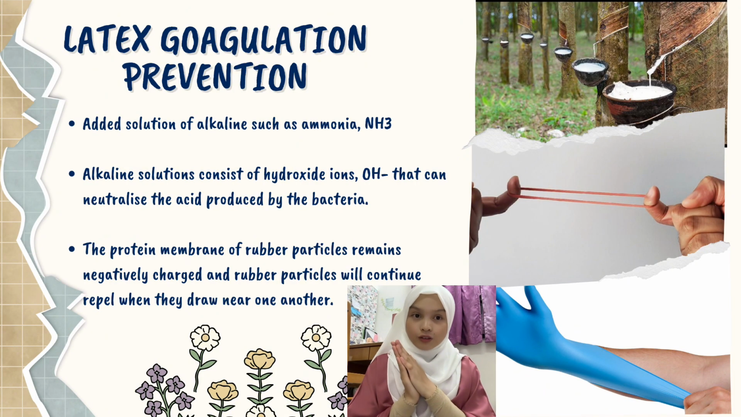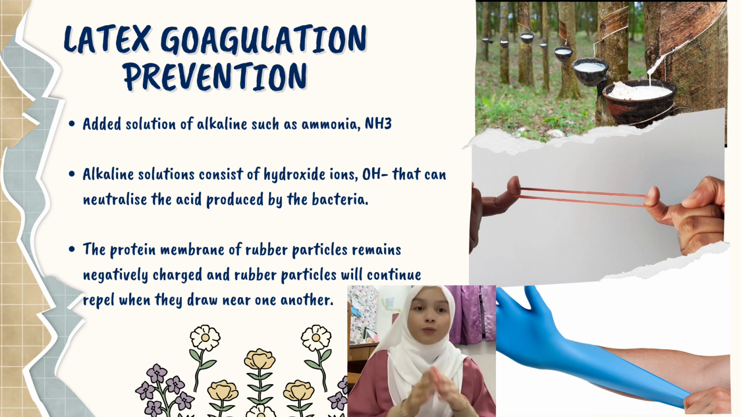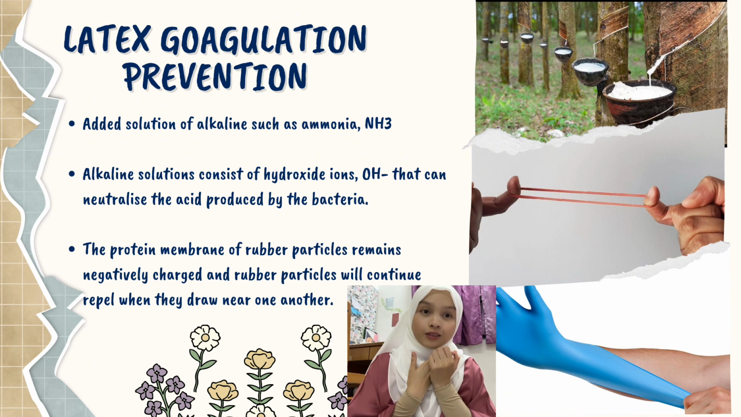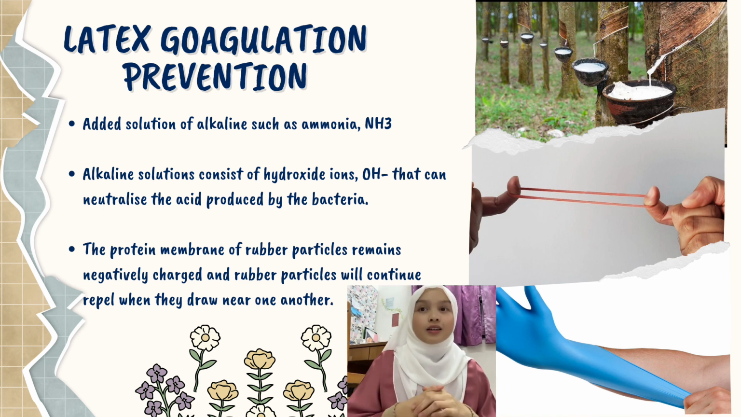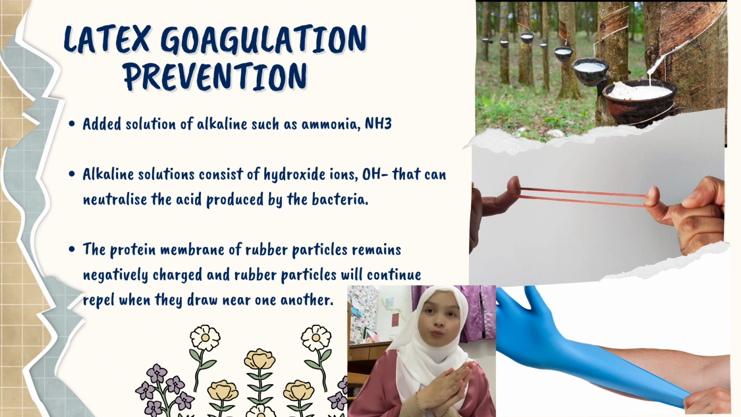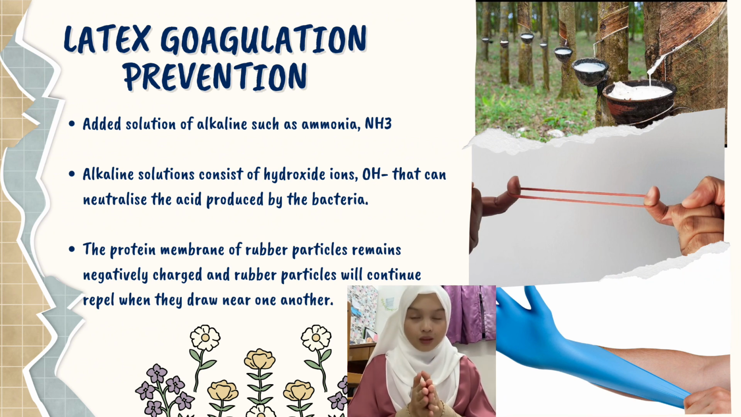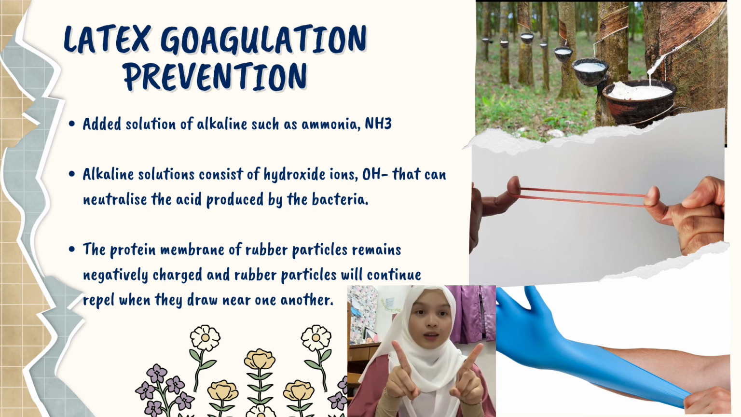If the coagulation in the latex can happen, of course, there's a way that we can prevent it, right? So, we can add a solution of alkaline such as ammonia. The alkaline solution consists of hydroxide ions that can neutralize the acid produced by the bacteria. And the protein membrane of rubber particles remains negatively charged, and rubber particles will continue to repel when they draw near one another.